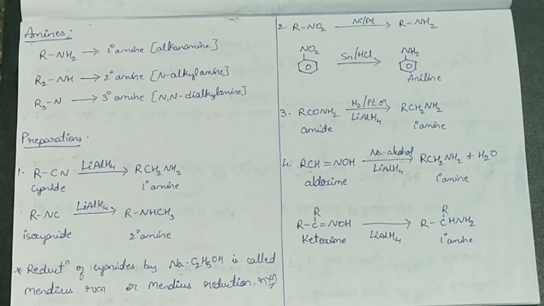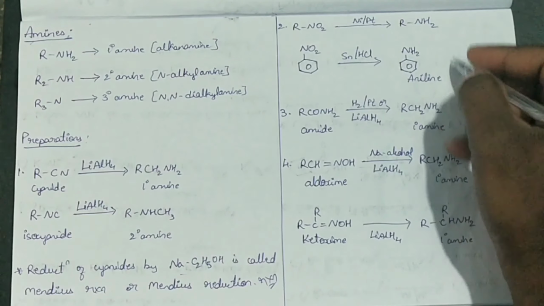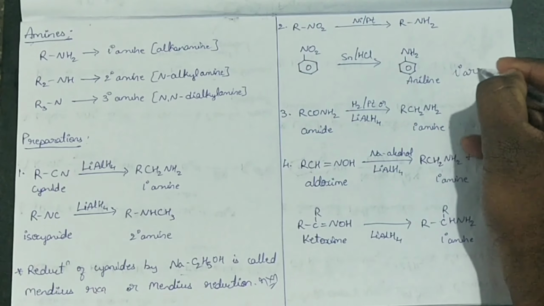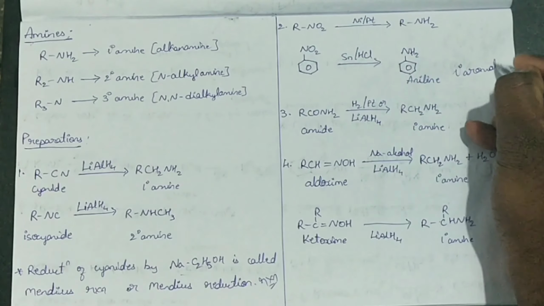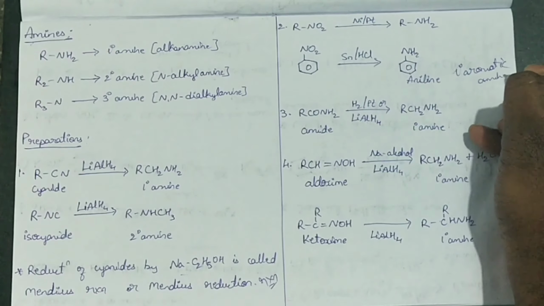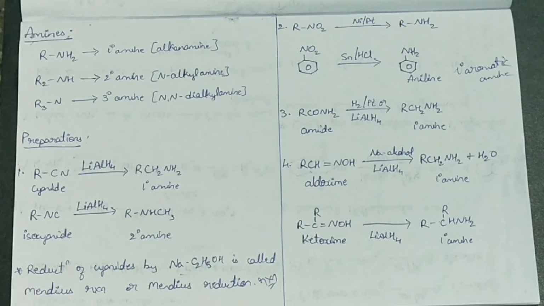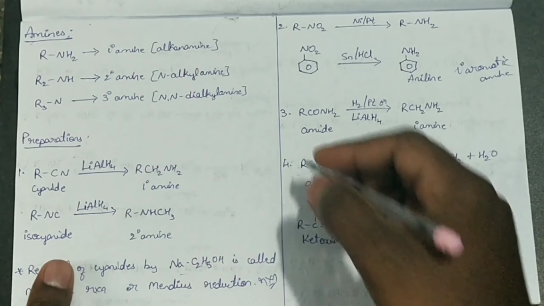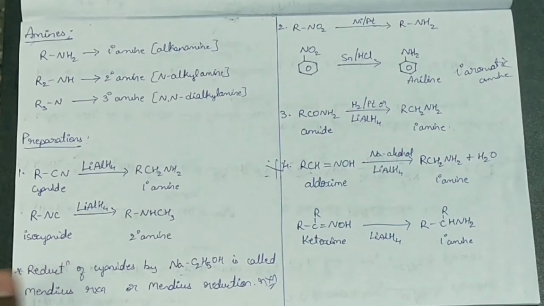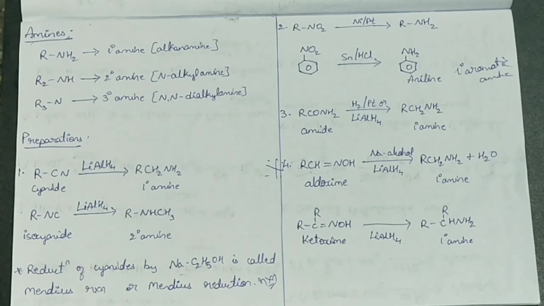amine, whereas aniline, a primary aromatic amine, is prepared by the reduction of nitrobenzene. Next, reduction of amide groups gives a primary amine, and another very important reaction is the reduction of aldoxime and ketoxime.